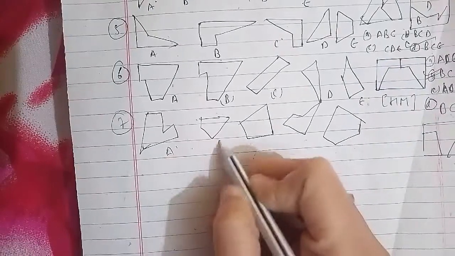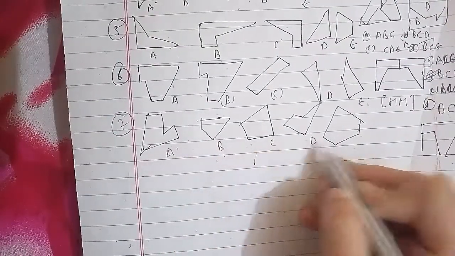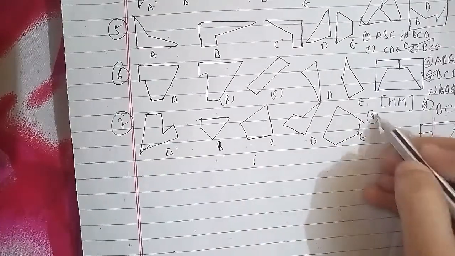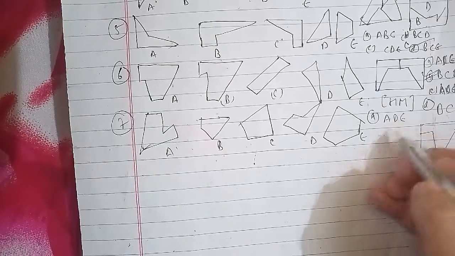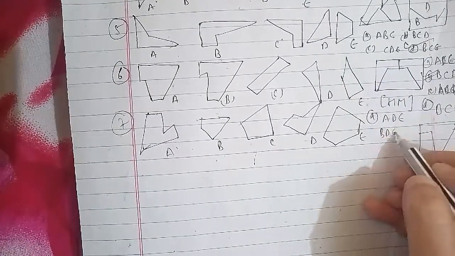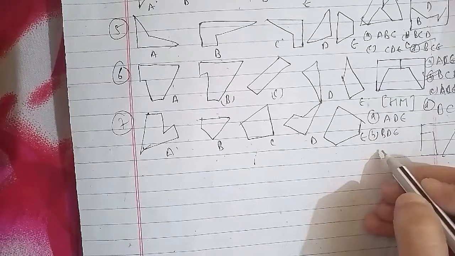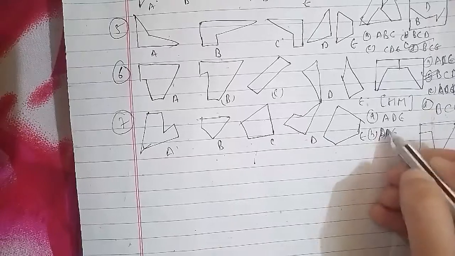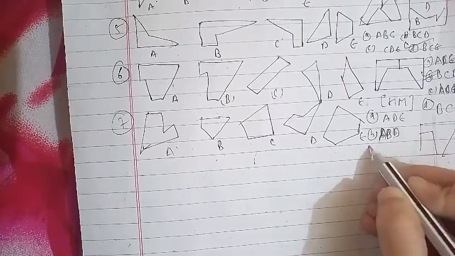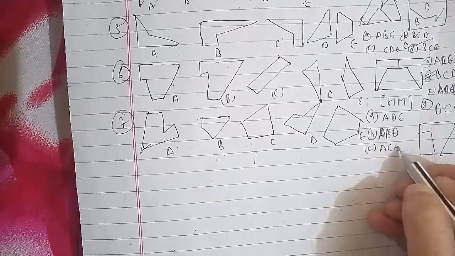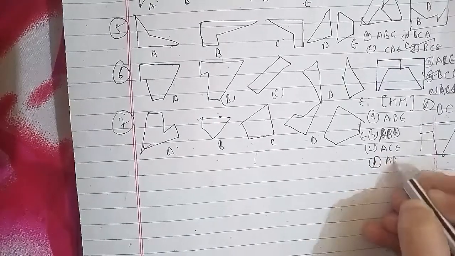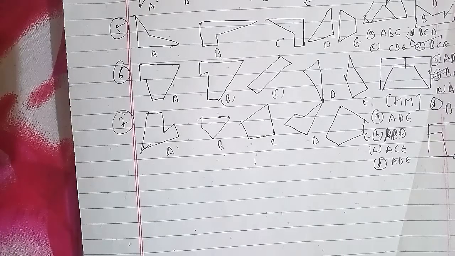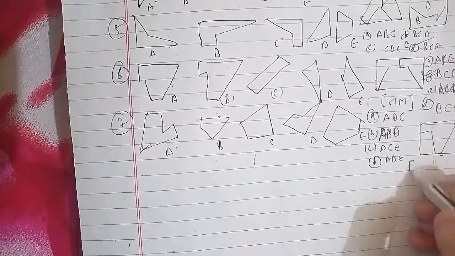The options for this are: option A is A, D, E; then B, D, E; then ABD; then ABC; and option C is ACE, and option D is of course ADE. This is an important question that was asked in an MBA examination paper, and that's what we will discuss here.